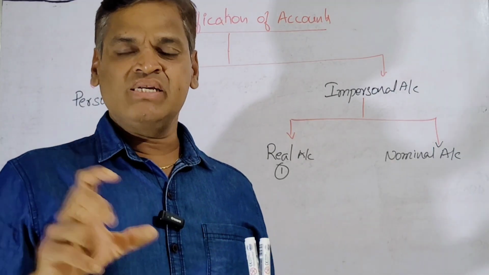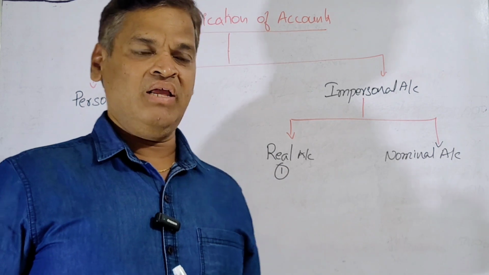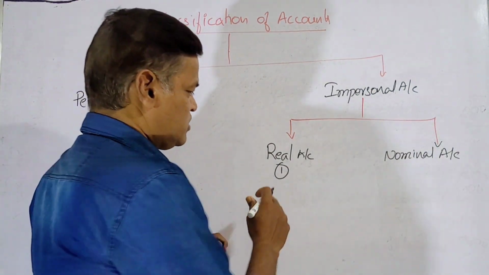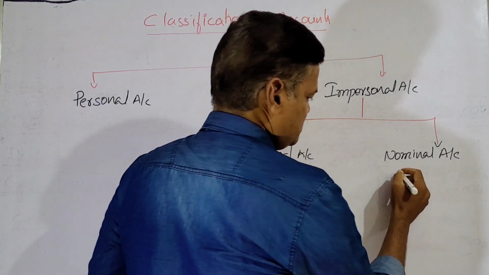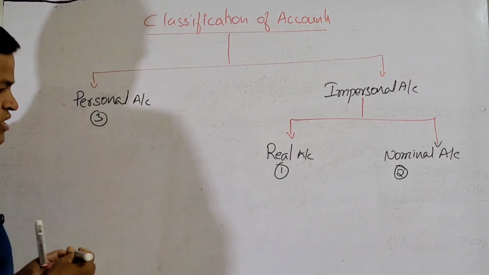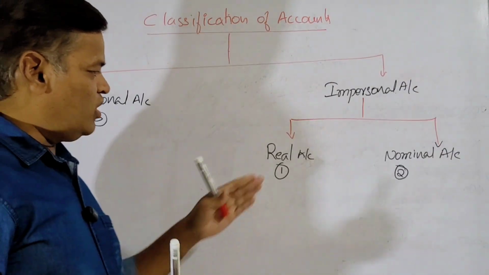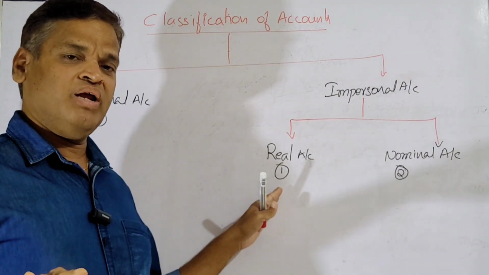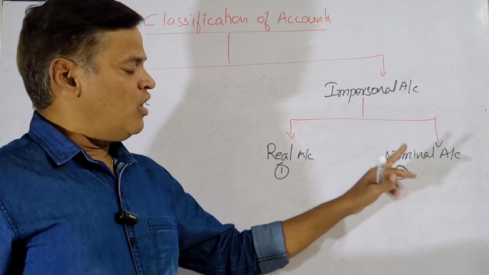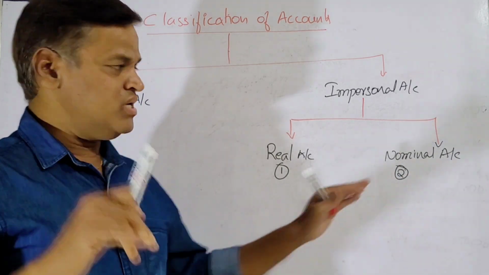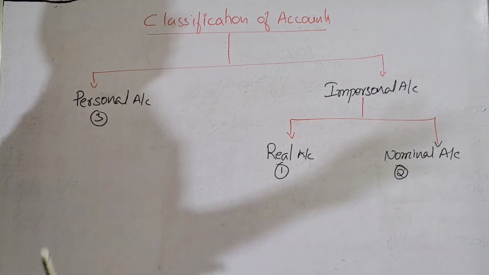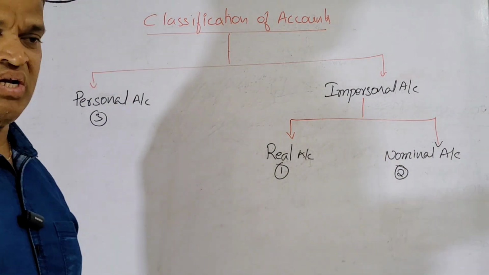If you want to understand how to write journal entries clearly, we'll discuss in this sequence. First, we'll discuss real account, then nominal account, then personal account, right? So first we should know what a real account is and, according to real account, how to write journal entries. Then we should know what a nominal account is and how to write journal entries according to it. Then we should know about personal account and how to write journal entries according to personal account.